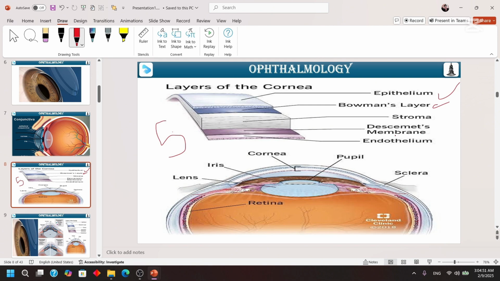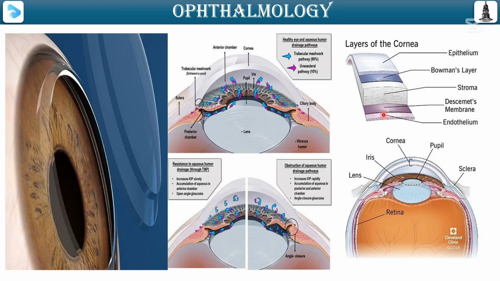Now to the fourth layer, which is called the Descemet's membrane. The Descemet's membrane separates the stroma from the endothelium. And now to the innermost layer, which is called the endothelium. The endothelium has an active pump which regulates dehydration. We will see it in the transparency. In general, we say that the cornea is made of 5 layers: epithelium, Bowman's layer, stroma, Descemet's membrane, and the endothelium. Here comes a very important question.